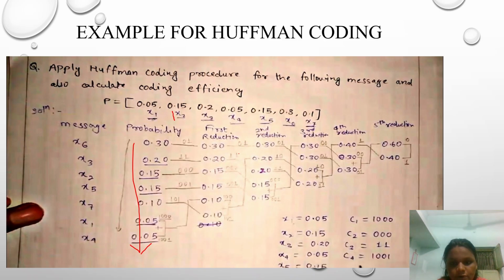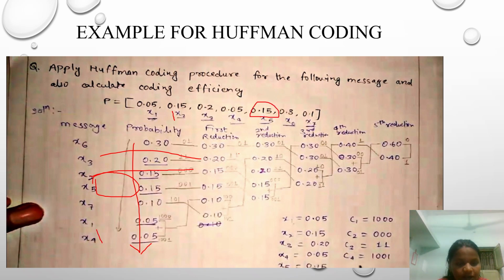The first highest probability is 0.3, whose respective variable is x6, so we are writing it in the highest priority. The second one is 0.2, which is x3. The third one is 0.15, which are both x2 and x5, so we are writing them in continuous order. The next one is 0.1, which is x7, and x1 and x4 have the lowest probabilities. Here the probabilities are in decreasing order.